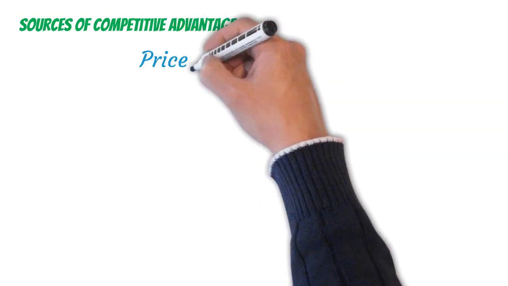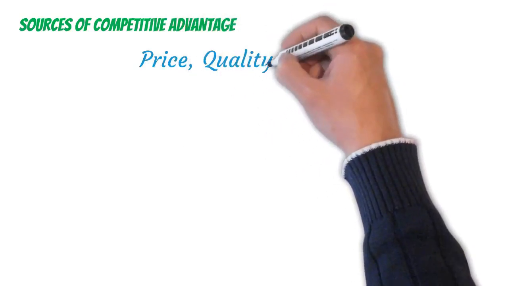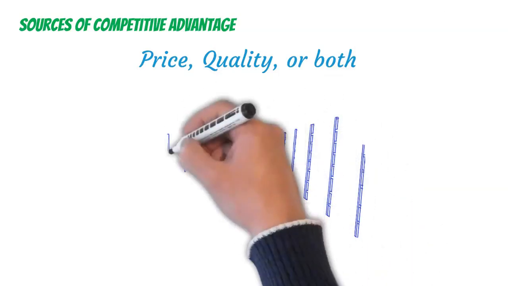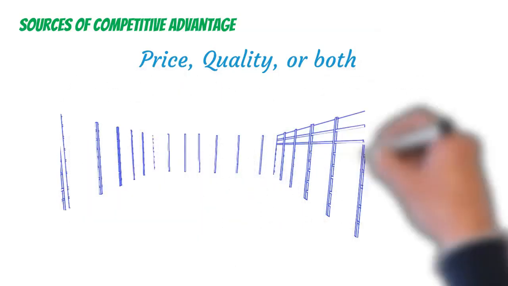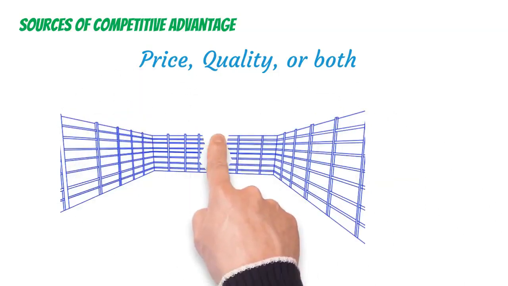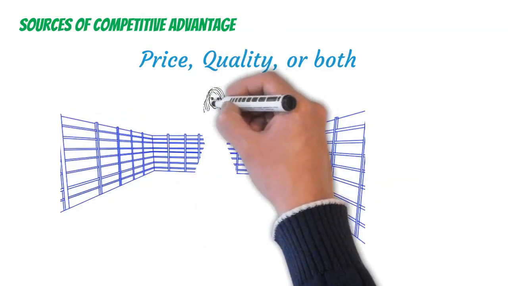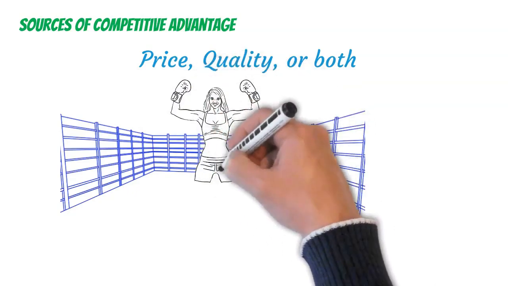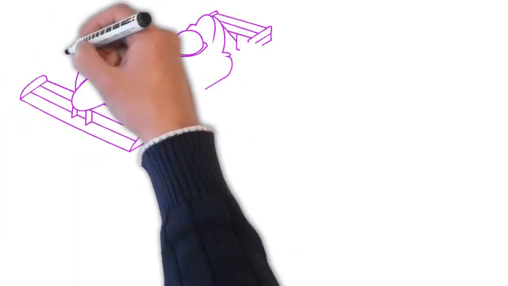Competition in business can be based on either price, quality, or both. The aim is to be able to gain competitive advantage today, and sustain it for long. This is known as sustainable competitive advantage. It explains why existing businesses will always find ways to defend their sources of competitive advantage and prevent competitors from stealing them.